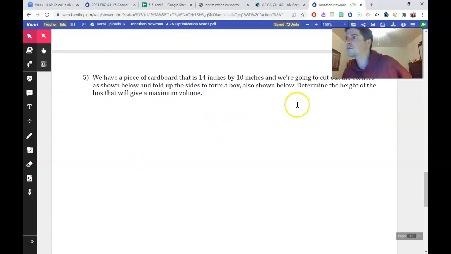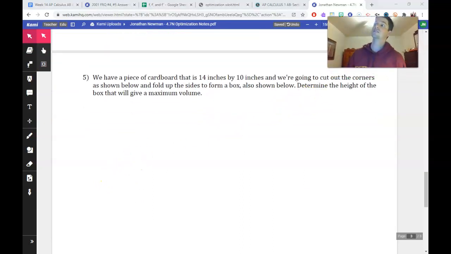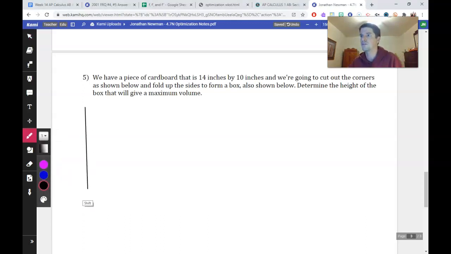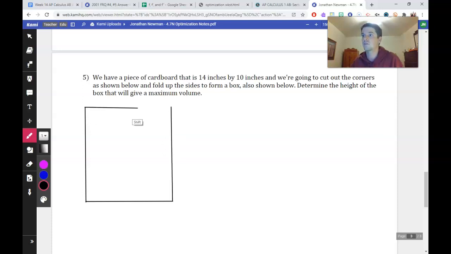We have a piece of cardboard that is 14 inches by 10 inches, and we're going to cut out the corners as shown below. Unfortunately, I decided to remove the picture because I didn't like it, so you're going to have to draw this picture shown below. And those of you who are fortunate enough to have me for pre-calculus might remember we actually did this in class where we spent a whole day just cutting out boxes. The cool thing is I had no idea that this was a common calculus problem. I'm really excited by the fact that it is. And it's slightly different than the one we tackled.